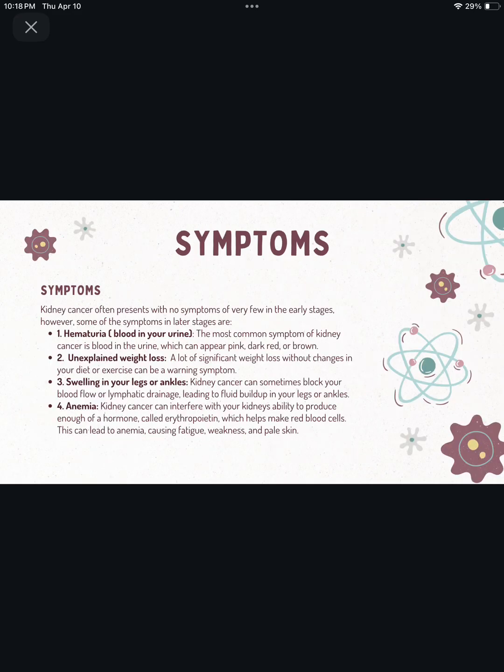in kidney cancer. Symptoms. Kidney cancer often presents with no symptoms or very few in the early stages. However, some of the symptoms in later stages are: 1. Hematuria, blood in your urine. The most common symptom of kidney cancer is blood in the urine, which can appear pink, dark red, or brown.